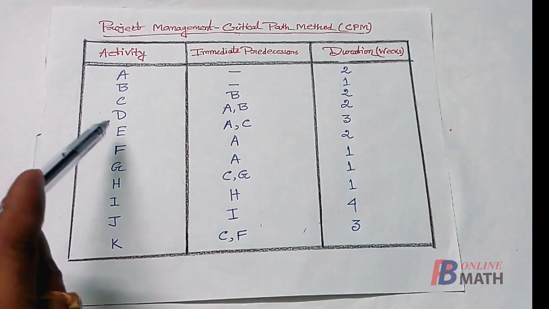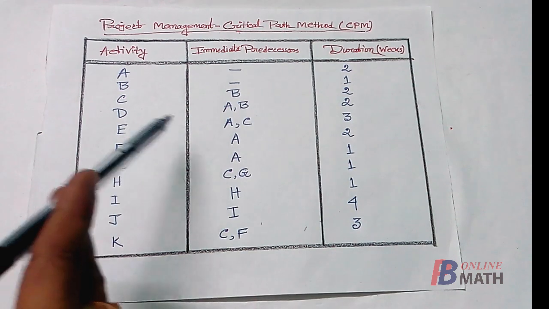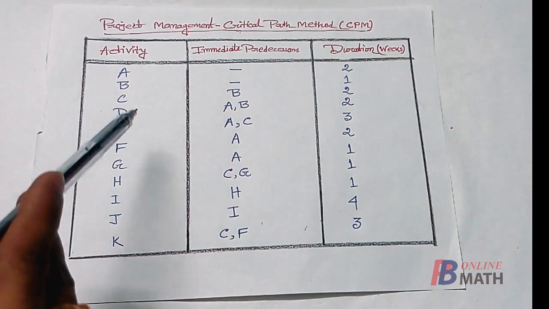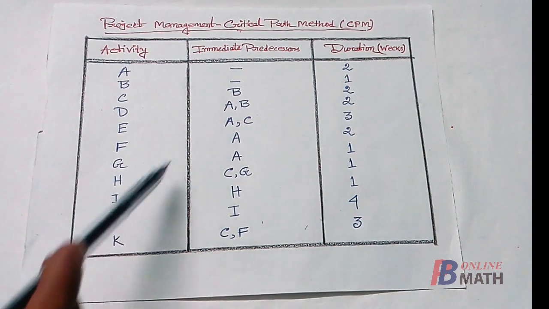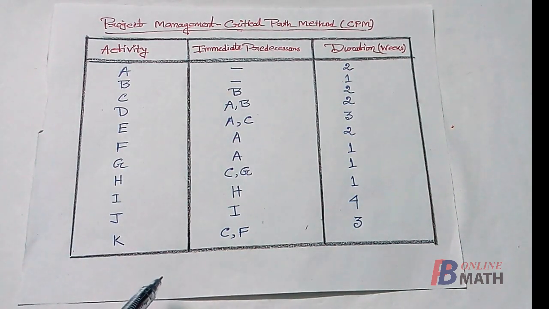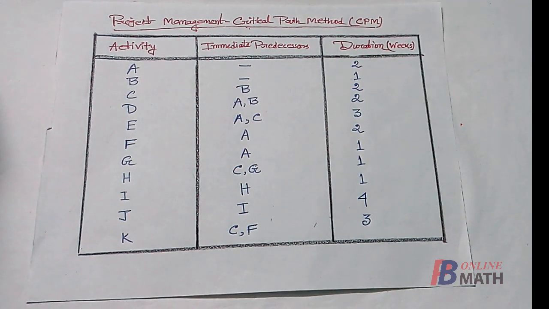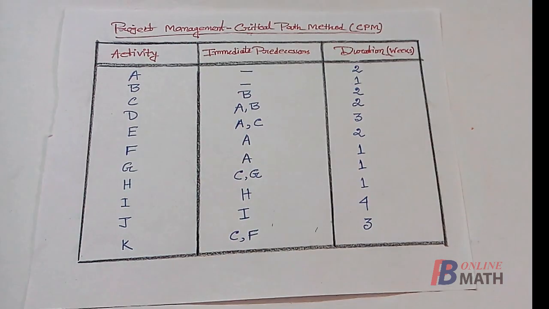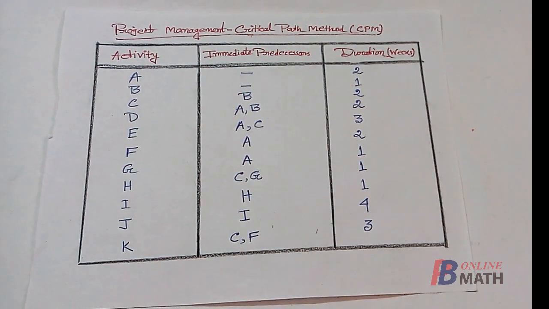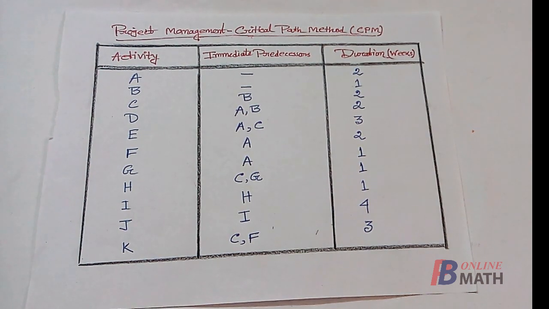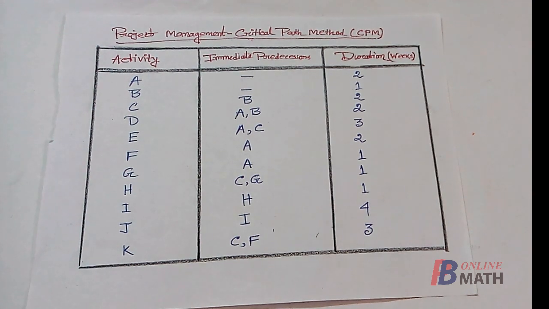Next, consider the activity D. It has two immediate predecessors A and B. That means the activity D can be started only after the completions of the activities A and B both. Similarly for the other activities. Now the target is to complete the project within the minimum possible time. Now if the activities are done one after another, then the total time required to complete the project is 22 weeks, which is obviously not the minimum time.